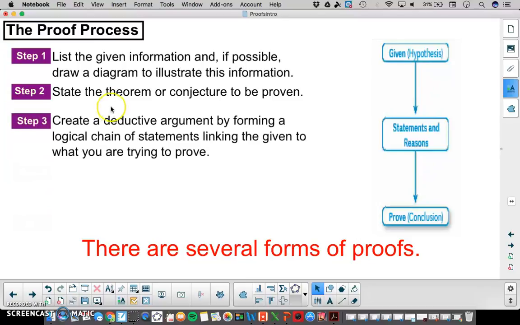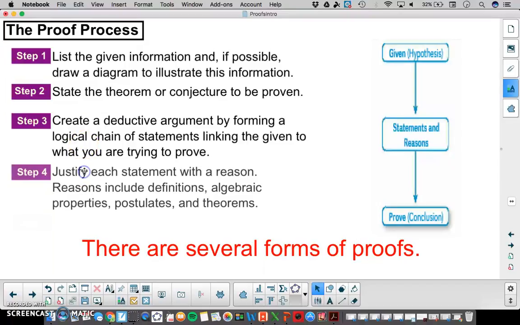Step 3, we're going to create a deductive argument by forming a logical chain of statements, linking the given to what you're trying to prove. So it is a step-by-step process, linking them together. Step 4 is to justify each statement with a reason. So those chain of statements have to be justified. The reasons are going to include definitions, algebraic properties, postulates, and theorems.